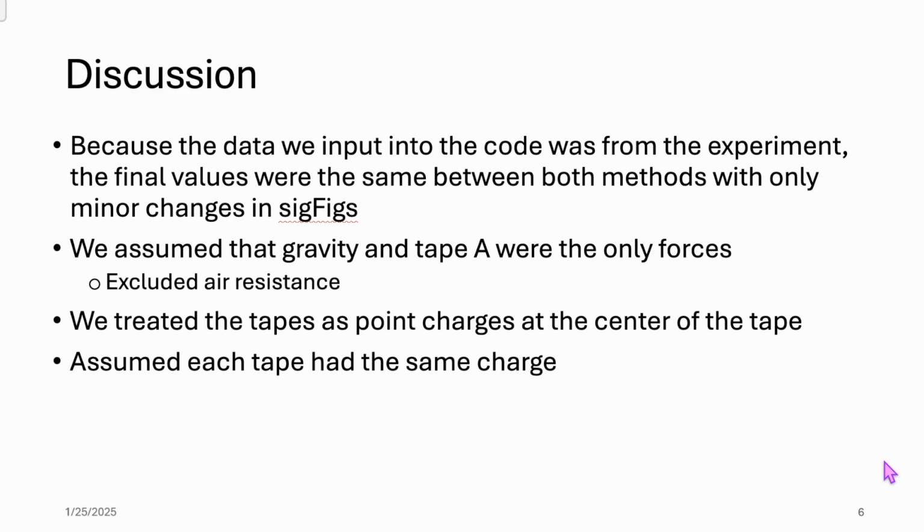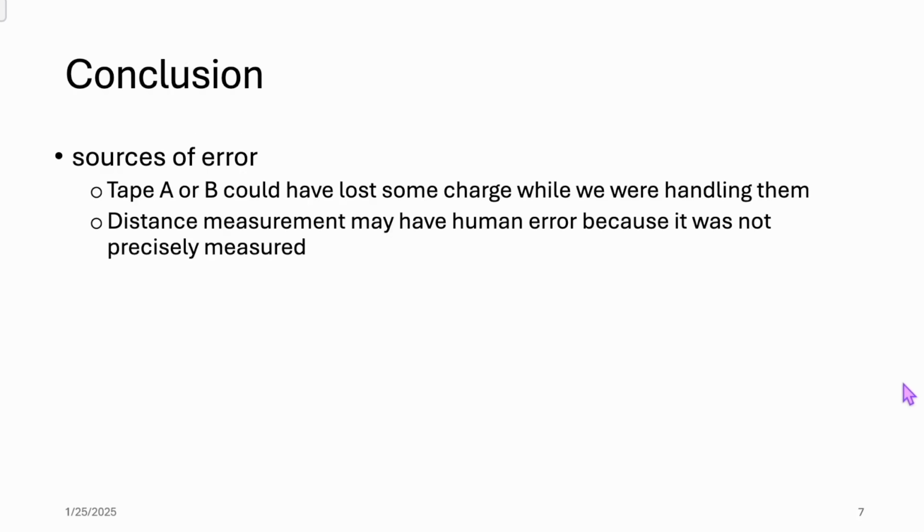We assumed that gravity and tape A were the only forces and excluded things such as air resistance, and we also treated the tapes as point charges at the center of the tape and assumed that each tape had the same charge. So some sources of error in this experiment were that tape A or B could have lost some charge while we were handling them, and the distance measurement may have some human error because it wasn't precisely measured.